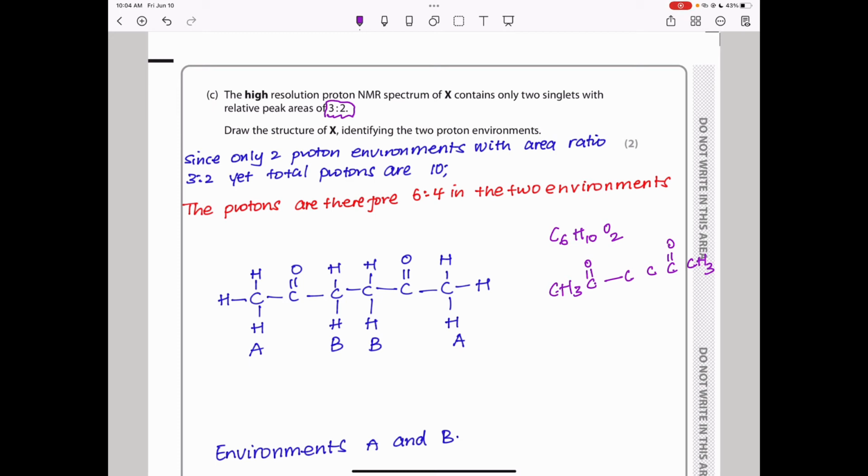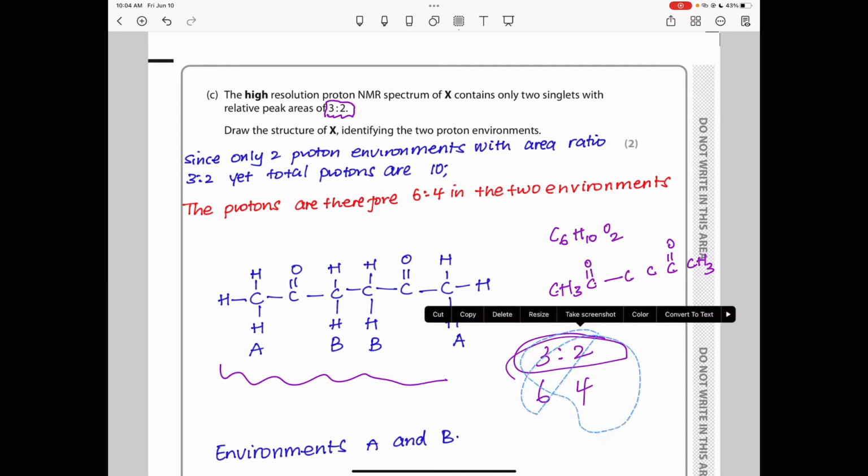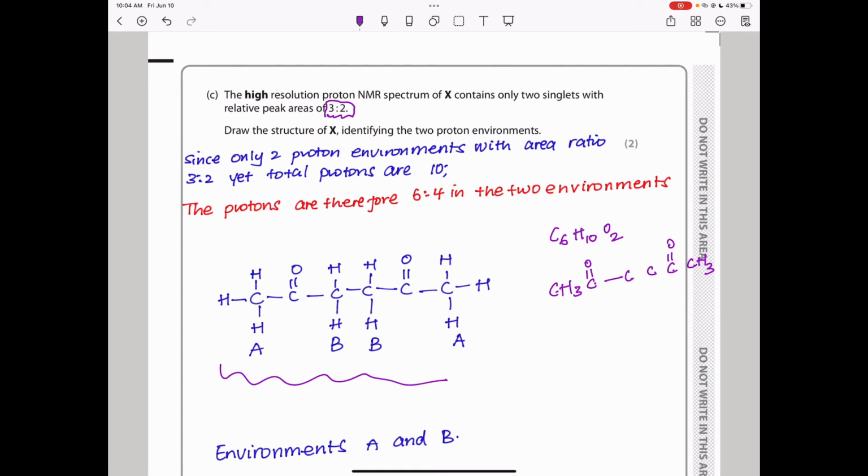So on both sides. As you can see the structure here, and again to go to the ratio, the peak area ratio, if it's a 3 to 2, it could actually mean in one environment there are 6 and in the other environment there are 4. Remember, this is just a ratio. A ratio is just giving you the whole number ratio of the 2. The real value could be a multiple of those.